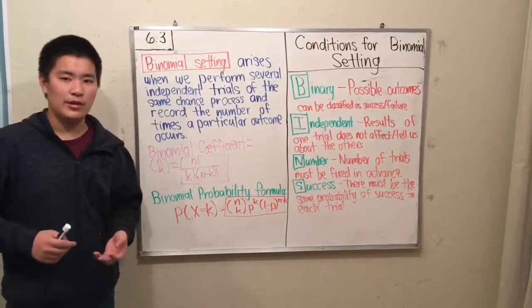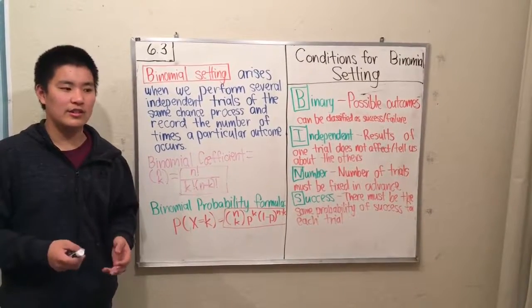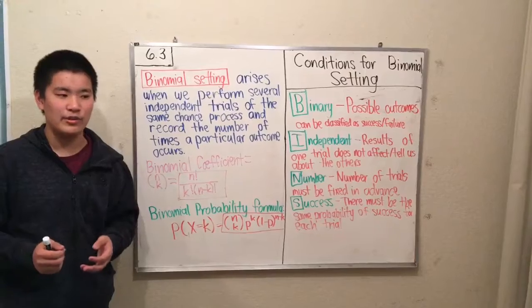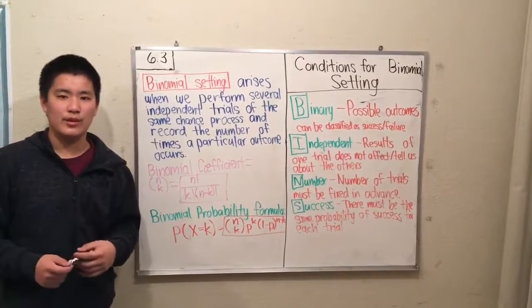The mean of a binomial probability distribution is equal to n times p, and the standard deviation of a binomial variable X is equal to the square root of n times p times 1 minus p. A geometric setting arises when we perform independent trials of the same chance process and record the number of trials it takes to get one success. On each trial, the probability of success p must be the same.